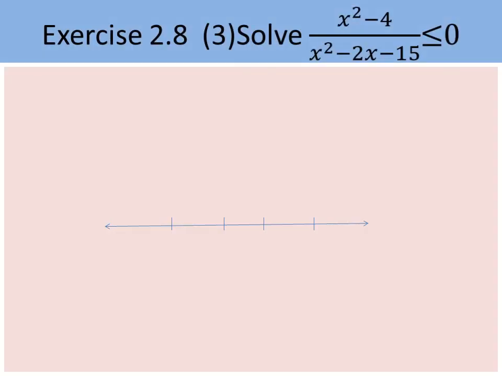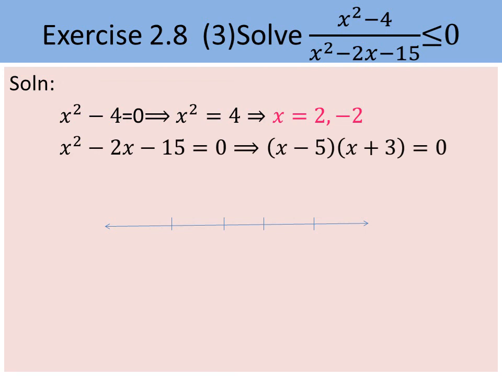Exercise 2.8, question number 3. Solve x square minus 4 by x square minus 2x minus 15 less than or equal to 0. Solution. You take the numerator value. X square minus 4 equal to 0. We have to factorize it first. X square equal to 4. So x equal to plus or minus 2 you will get.